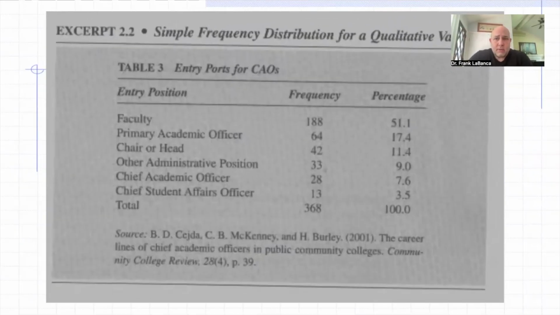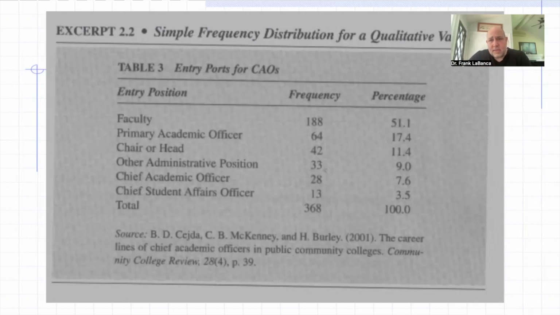Here's another simple way to represent some qualitative data. These are frequencies. Frequencies are the number of times something appears. Sometimes frequency is referred to as the letter N. So N is also frequency.